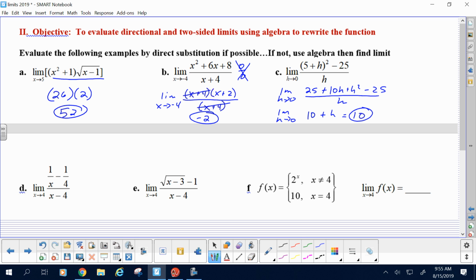Look at the back. When you try and direct substitute in D, what happens? Tommy? You have a hole. It's 0 over 0. And so in this case, what algebra can I do? Alex Ludwigson?